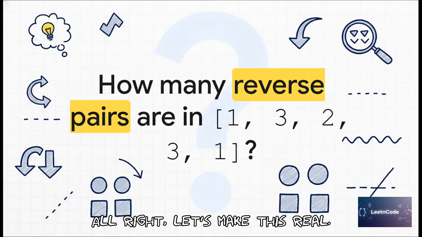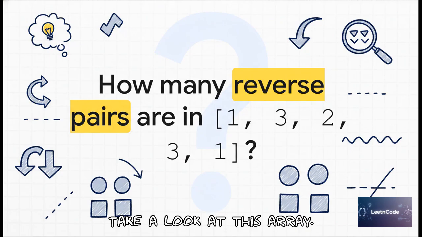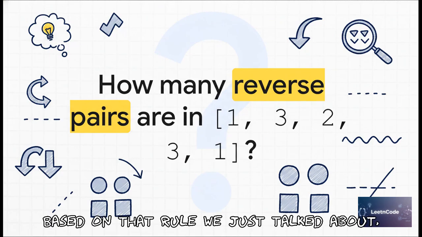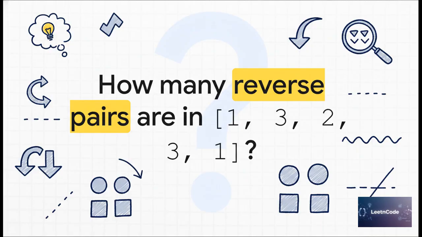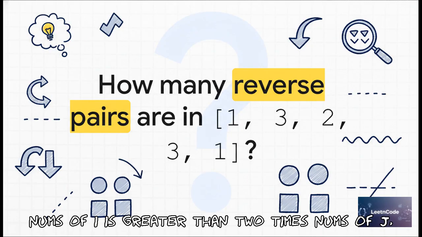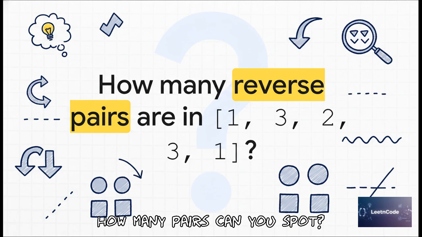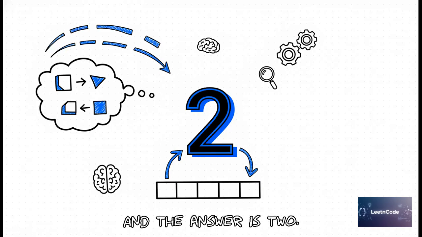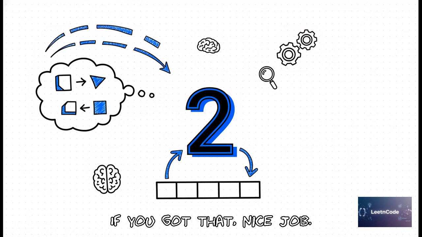All right, let's make this real. Take a look at this array: 1, 3, 2, 3, 1. Based on that rule we just talked about, nums[i] is greater than 2 times nums[j]. How many pairs can you spot? Go on, take a second. And the answer is 2. If you got that, nice job.